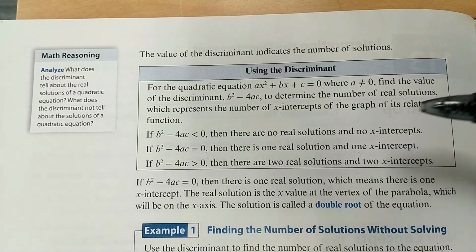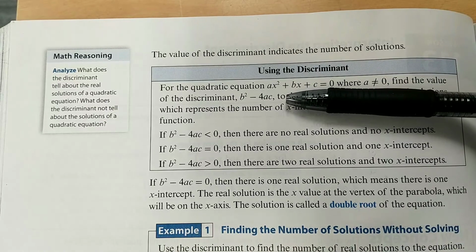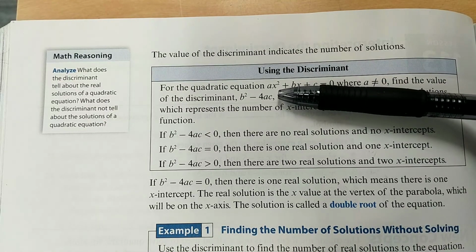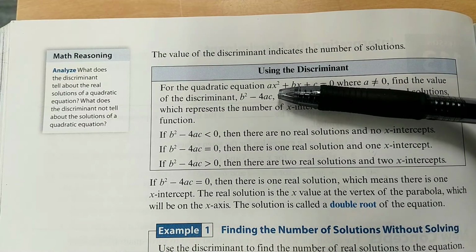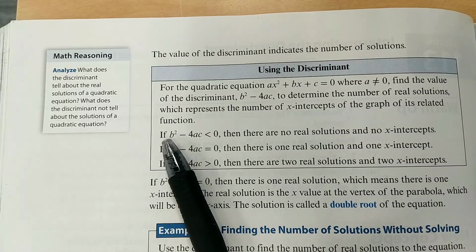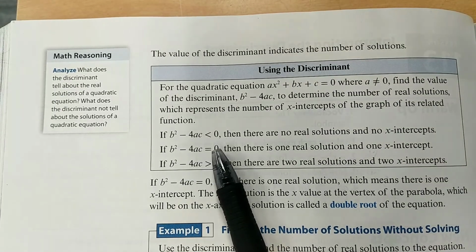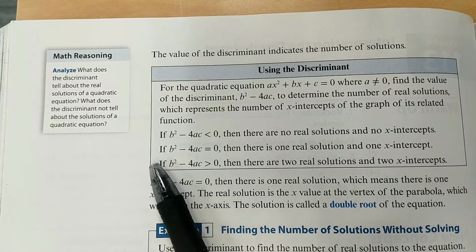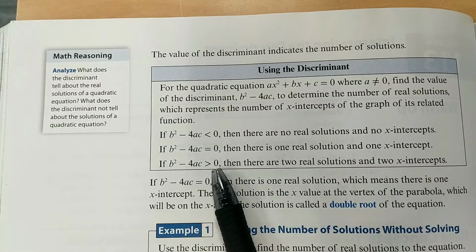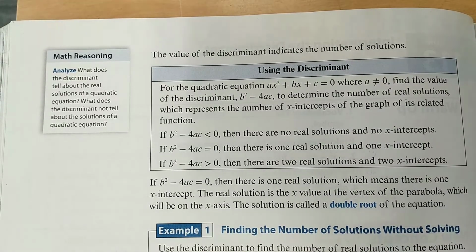They then say the discriminant is b squared minus 4ac, which is the part underneath the radical in the quadratic formula. If b squared minus 4ac is less than 0, there are no real solutions. If it's equal to 0, there's 1. If it's greater than 0, there are 2. It's that easy.